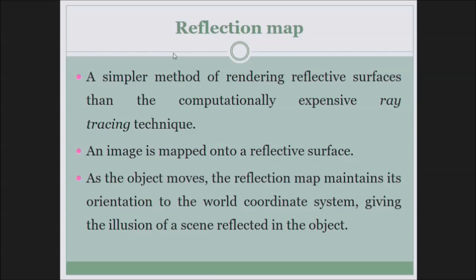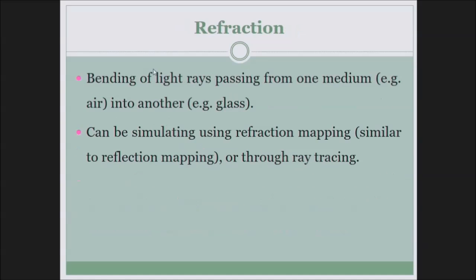Then reflection map, a simpler method of rendering reflective surfaces than the computationally expensive ray tracing technique. An image is mapped onto a reflective surface. As the object moves, the reflection map maintains its orientation to the world coordinate system, giving the illusion of a scene reflected in the object.